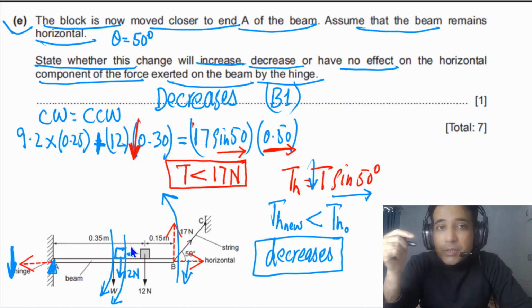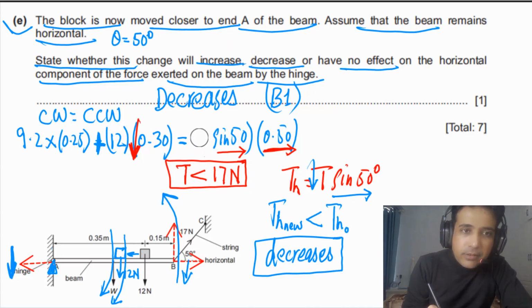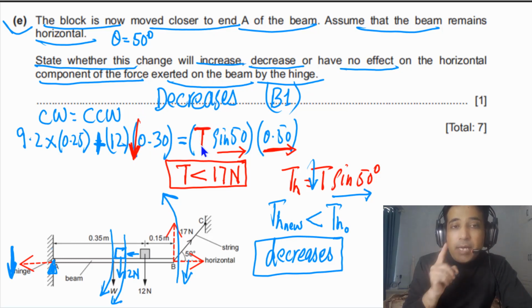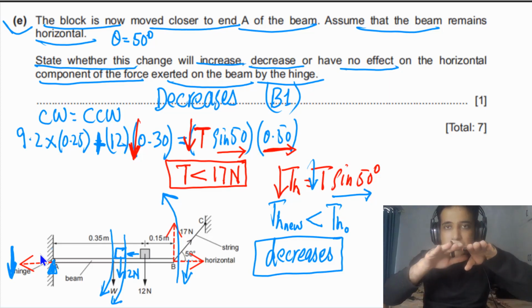So let me explain a little bit in a different way. I can even replace this 17 with the value of T. So I can simply replace this one, so maybe this will make more sense to you. I can just write down here T. So if this decreases, how about the T? T has to decrease because the angle is the same and the distance from the pivot is the same. So as T decreases, it means that the horizontal component has to decrease. As the horizontal component of tension decreases, the horizontal component of the force from the hinge on the beam also has to decrease because the beam is still in equilibrium. I hope this is clear to you.